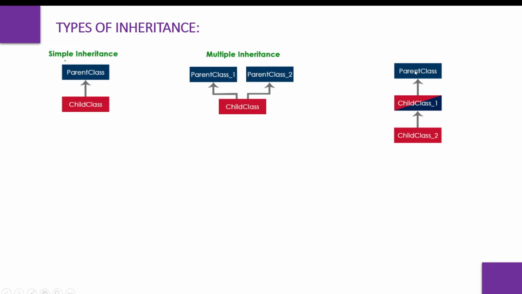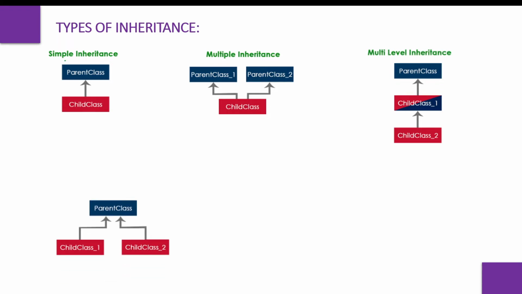I have one parent, I have a child. This type was simple inheritance, but that child also becomes a parent at one point of time when it gives all its properties and behaviors to the next child class. So we have child class 2 inheriting properties and behaviors from child class 1, and child class 1 inheriting all the properties and behaviors from parent class. This type of inheritance is called multi-level inheritance.